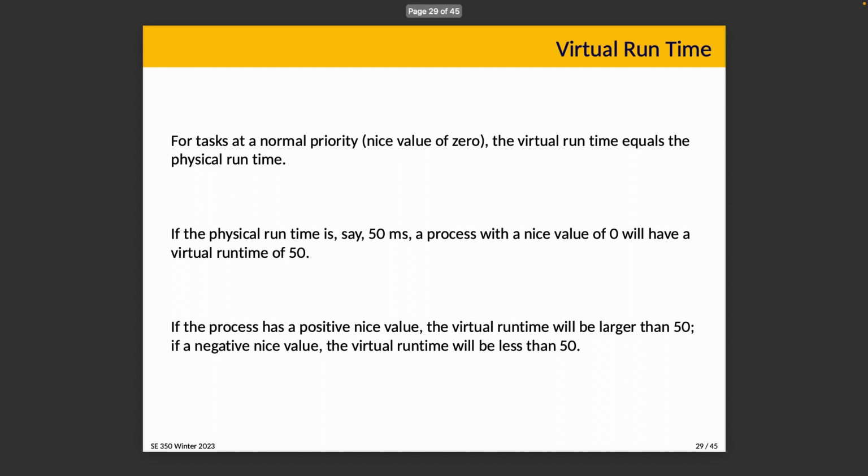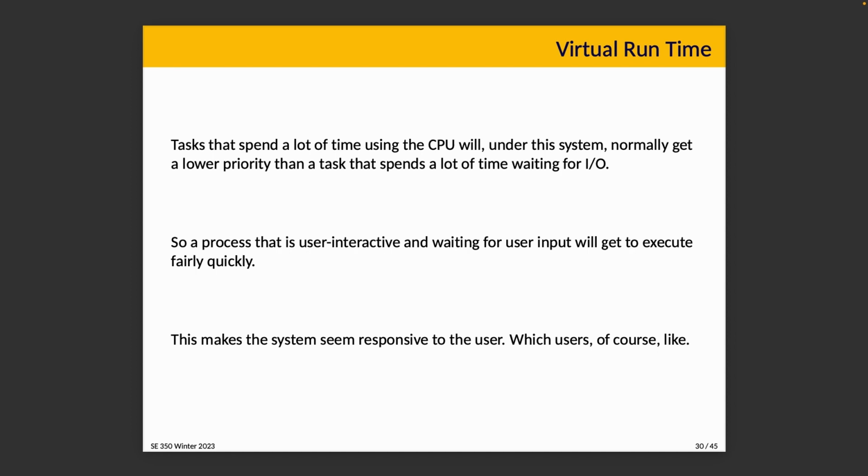If the physical runtime is 50 seconds, a process with a nice value of zero has a virtual runtime of 50. If it's nice, the virtual runtime is larger than that. If it's not nice, the virtual runtime is smaller. So, as you can imagine, the way that this system is implemented, tasks that spend a lot of time using the CPU, so they are CPU-bound processes, they end up with lower priority than a task that spends a lot of time waiting for I/O.